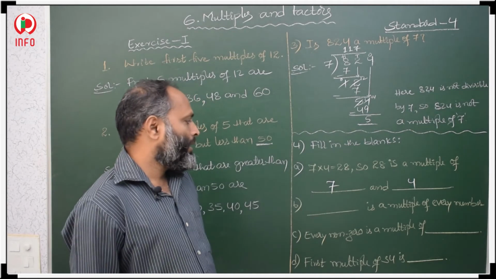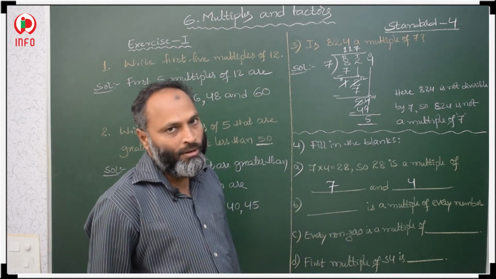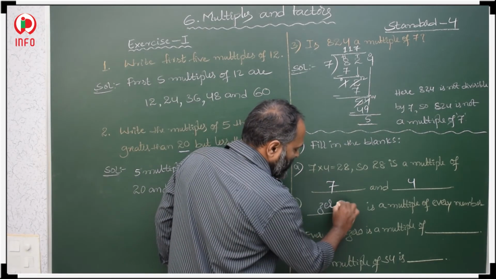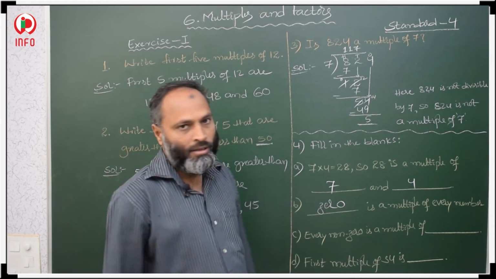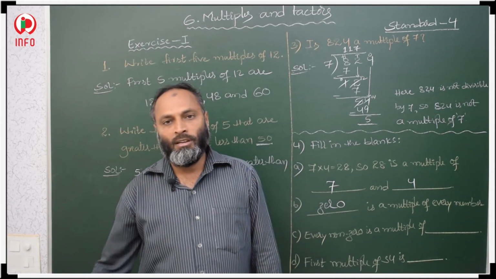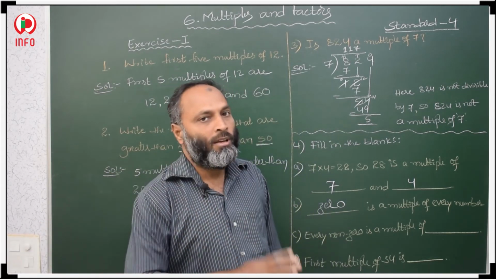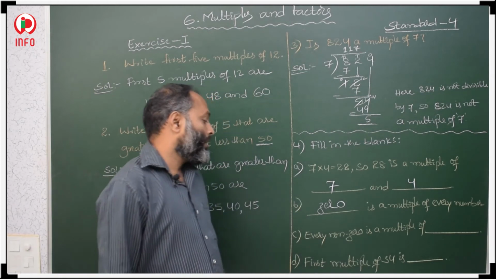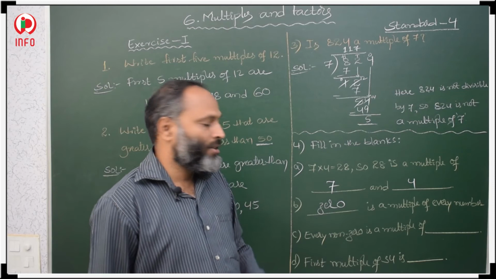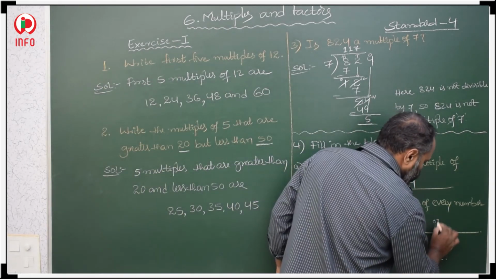Next, dash is a multiple of every number. So 0 is a multiple of every number. Whatever number is there, 1 zeros are 0, 10 zeros are 0, 100 zeros are 0. 0 is a multiple of every number. Here, every non-zero number is a multiple of itself.